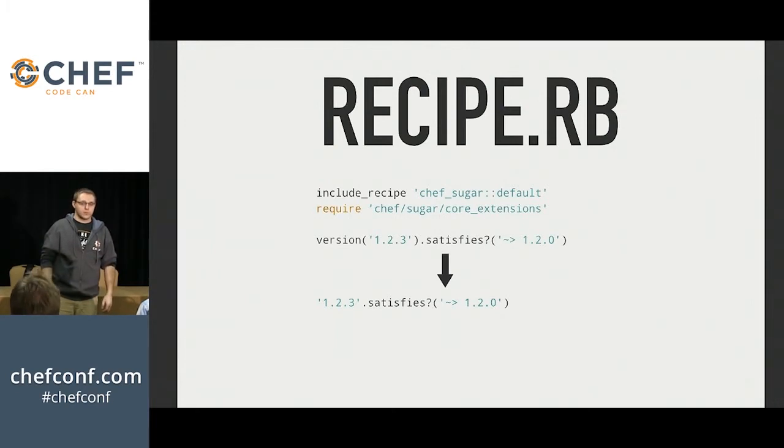In general, though, as a cookbook developer, we should be saying include_recipe chef-sugar. Nothing about the gem. Correct. Chef Sugar, yeah. Unless you are actually developing on Chef Sugar, in which case that's a different topic.